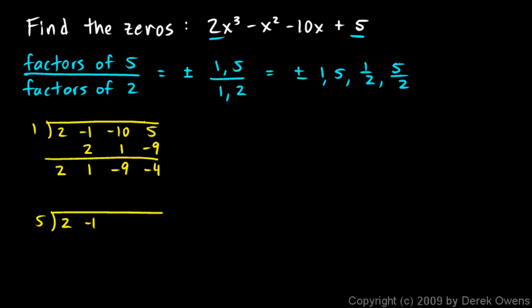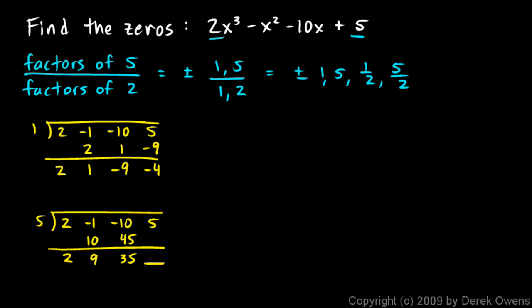So let's try 5. And set up the coefficients here. And let's see what we get. Bring down the 2. 2 times 5 is 10. We add and we get 9. 9 times 5 is 45, and we add and we get 35, and I'm not even going to bother to finish. We can tell that that's not going to work. I'm going to get some big positive number, not going to get a 0 right here.